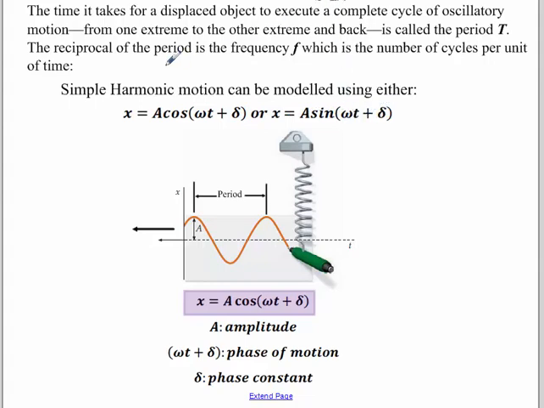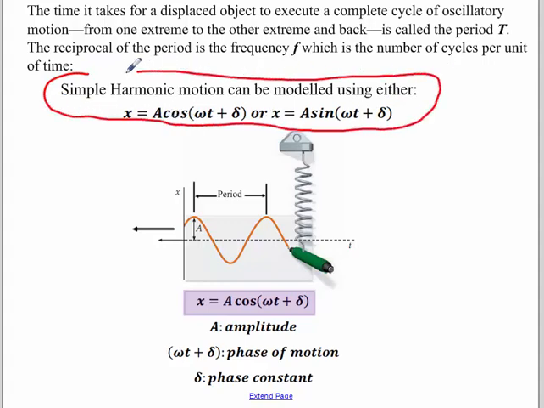Simple harmonic motion systems are typically set up using these two equations, because the oscillation follows a trig function that resembles a cosine or a sine function. Now, a couple of terms that we need to know, the first one being the period.